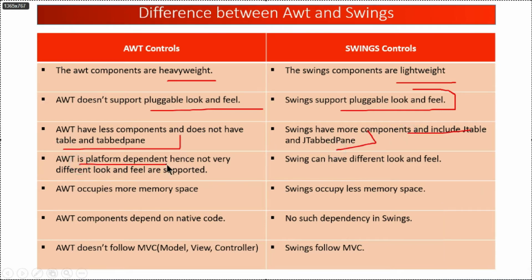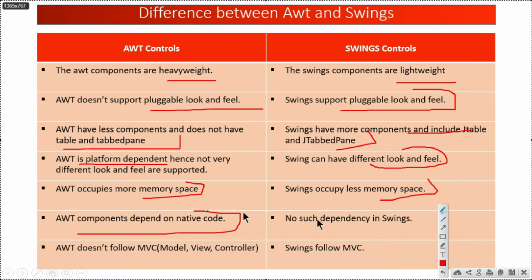AWT controls are platform dependent, but swings can have a different look and feel. AWT controls occupy more memory space, that's why they are heavyweight. Swings occupy less memory space. AWT depends on native code as well, but no such dependency exists in swings. AWT doesn't follow MVC. Swings follow MVC. What does MVC represent? Model, View, and Controller.